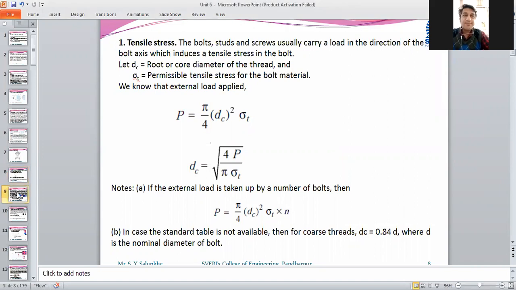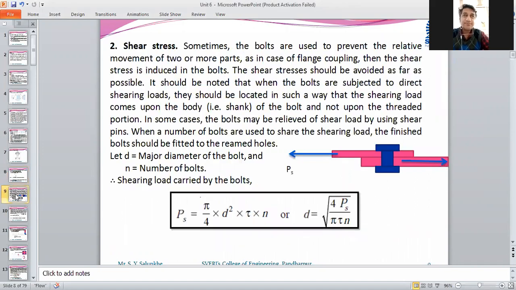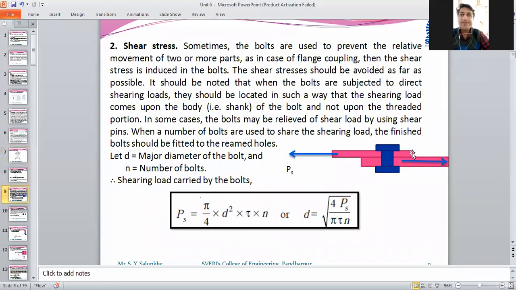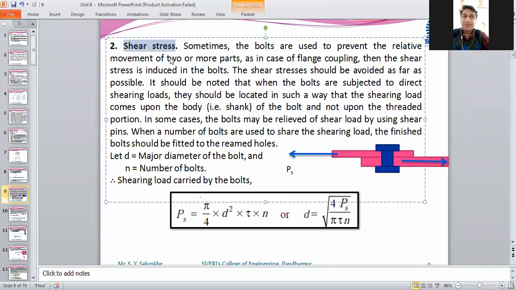Okay, next, we'll go to the next slide. In this case, we are not assuming that the load is applied only in the direction parallel to the axis of the bolt. It may be applied in this way: in the case of a flange, this particular load is applied to shear the bolt. So we are going to calculate the shear stresses.